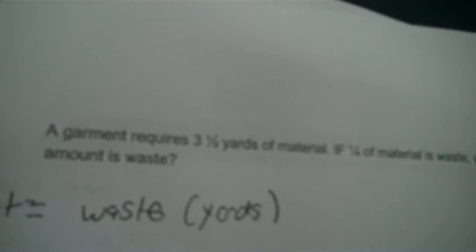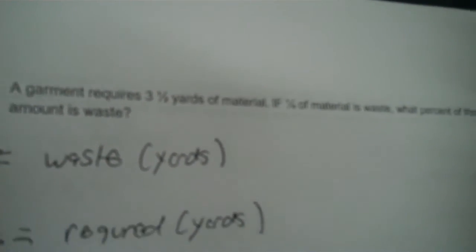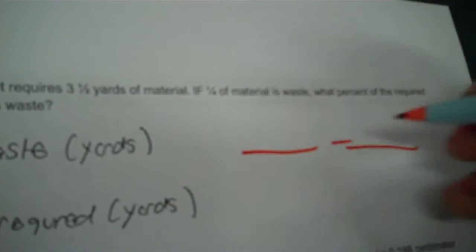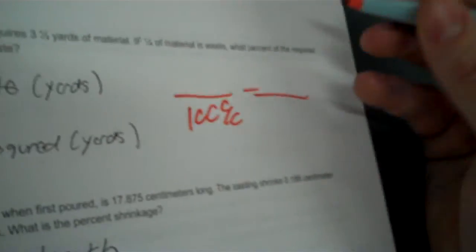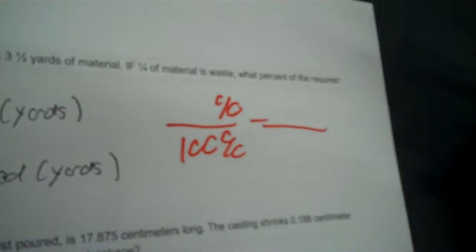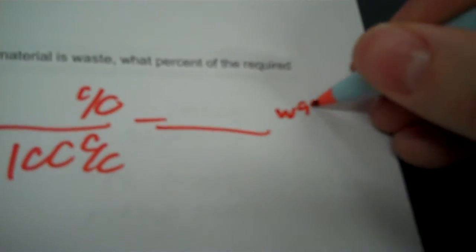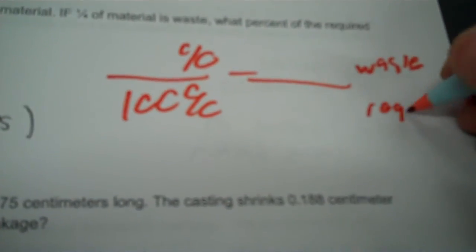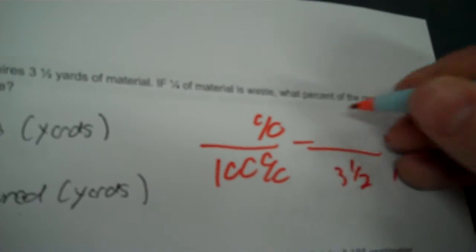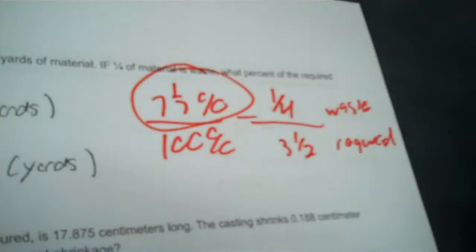Base, part. A garment requires 3.5 yards of material. If a quarter of material is waste, what percent of the amount is waste? So obviously it says what percent is waste. The part is my waste. The bottom is the required amount. Requirement 3.5. The waste is 1/4. Cross multiply and divide. You get 7 1/7%.